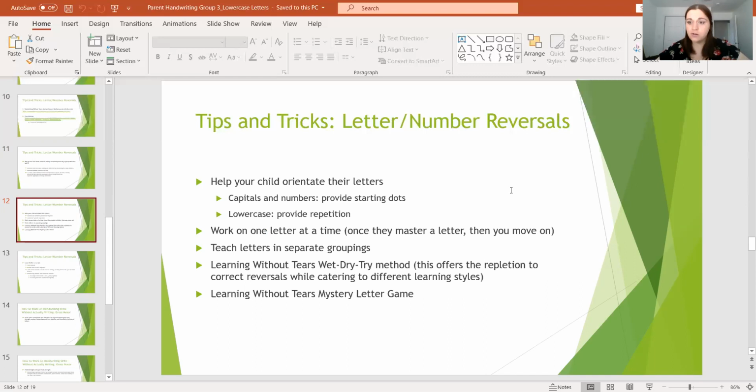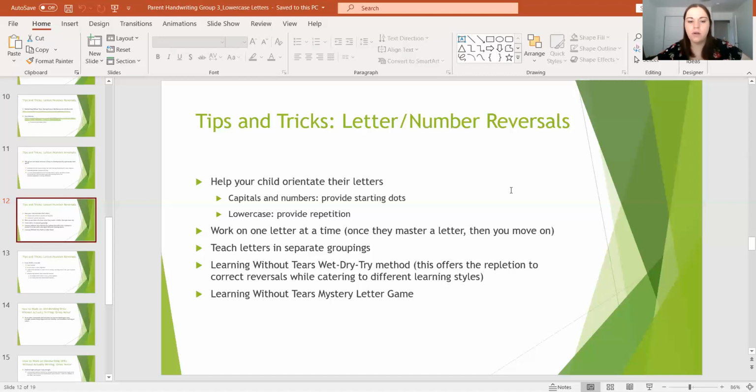The reason this tips and tricks section is in the lowercase letters section is because lowercase letters get reversed quite often. There's a lot of them that look very similar, but they go in opposite directions. So we're talking about it here. Work on one letter at a time. Once they master that letter, move on. Sometimes the kiddo is having a hard time mastering one letter, so you start moving on to other ones just because it feels like we're getting stuck. But really focusing on that one letter and then moving on when they're ready will give them the confidence they need to move on.